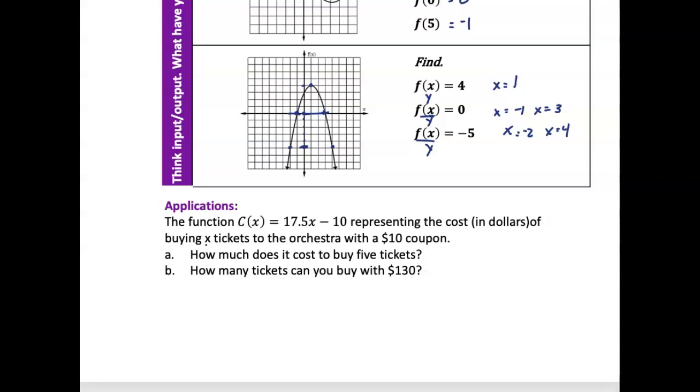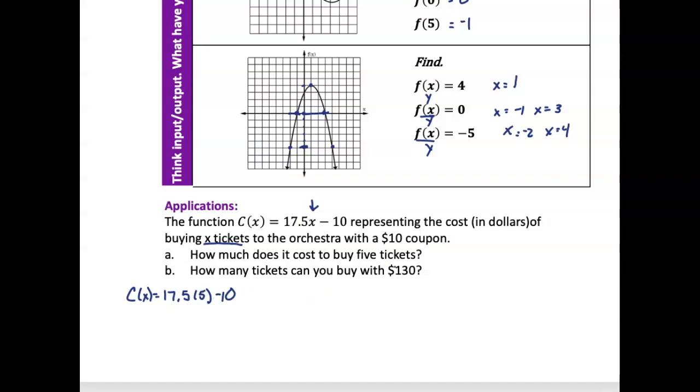Okay, so X is my tickets, right? That's what it says. How much does it cost to buy 5 tickets? Well, what would you do with them? Exactly, you put 5 exactly where X is. So c of X equals 17.5 times 5 minus 10. And then you'd solve for A.